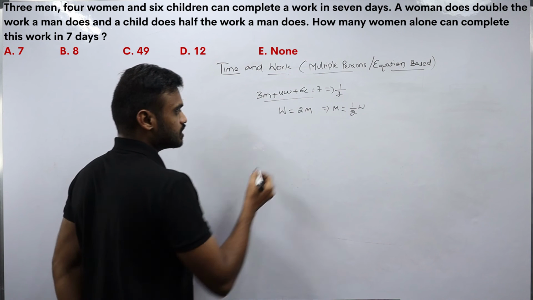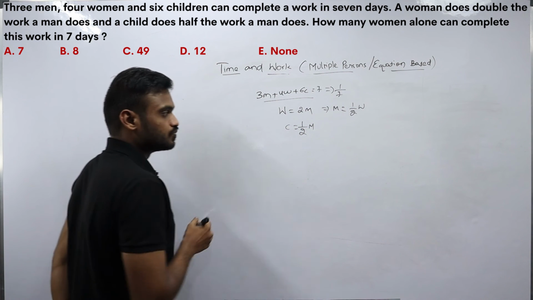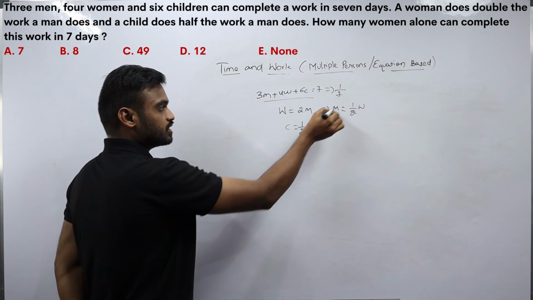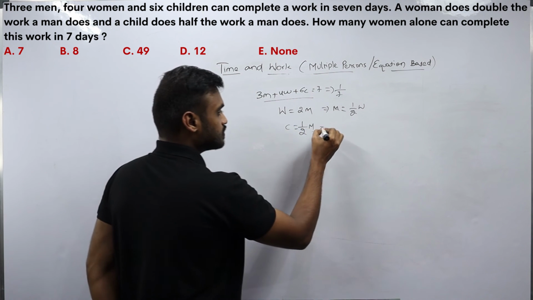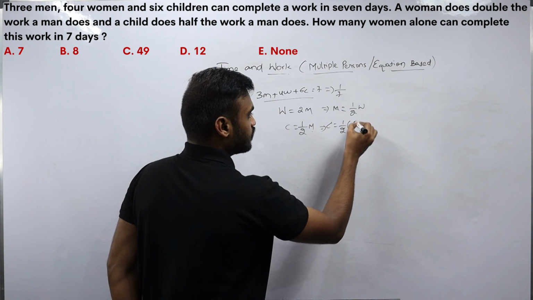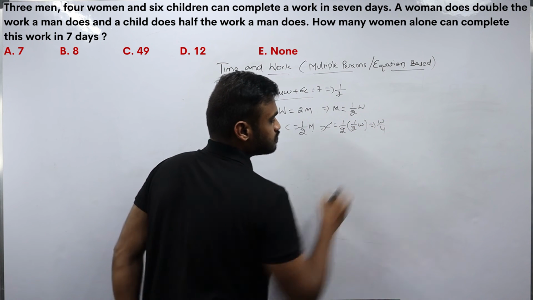And also they have given that a child does half part of the man's work. So if I substitute this value of M here, I will get child does 1 by 2 of 1 by 2 women. So I will get women by 4.